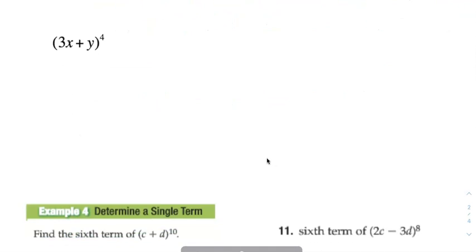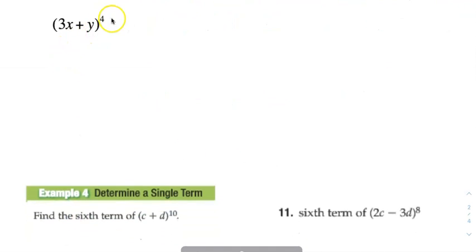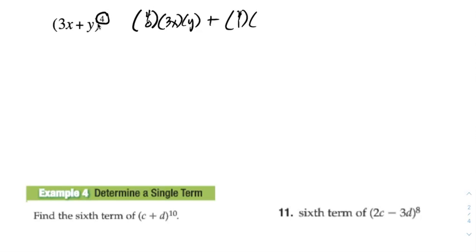Let's do another one real quick: (3x plus y) to the 4th power. We're going to start the exact same way. Whatever the power is, I'm going to do 4 over 0, first term, second term, plus 4 over 1, first term, second term. A little sloppy there, sorry. Keep in mind the first term is 3x, and this is the second term. 4 over 2, 3x and y, 4 over 3, 3x and y.